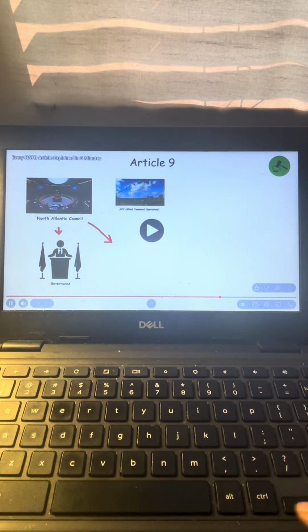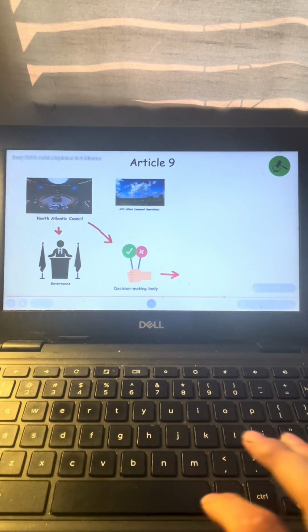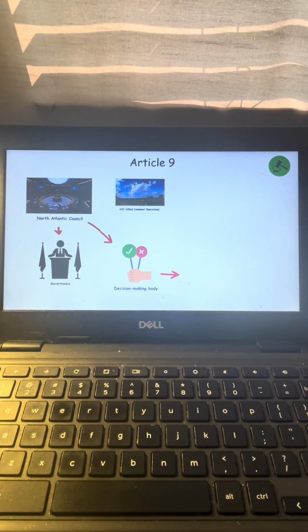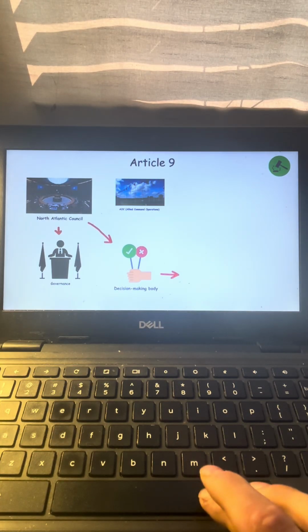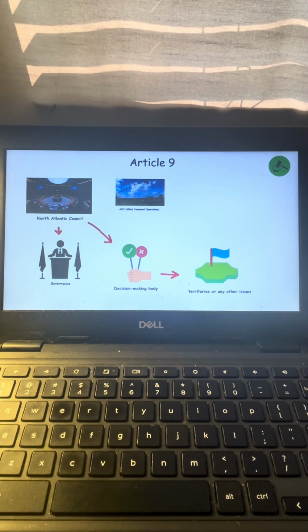So, creation of a decision-making body that provides a forum for consultation on any issues affecting members' territories or any other area of concern. I just wanted to make sure because on my phone, when I zoom in, it gets blurry, but the lines of the stream will appear. So I don't want to do that.